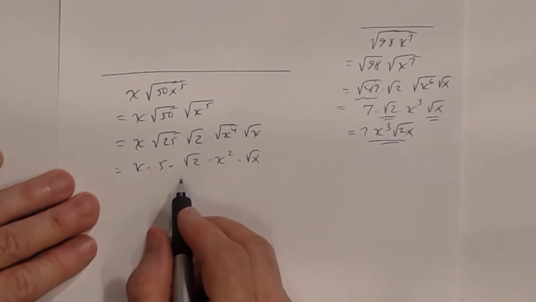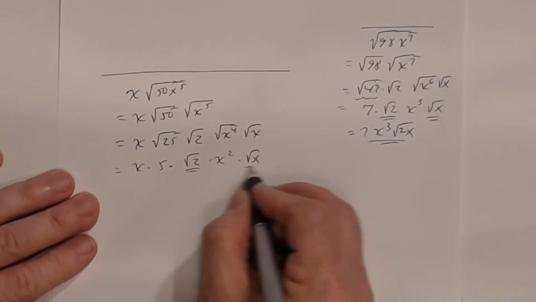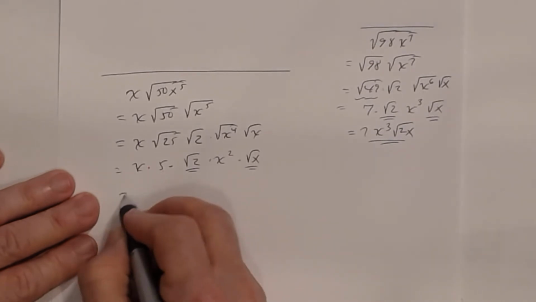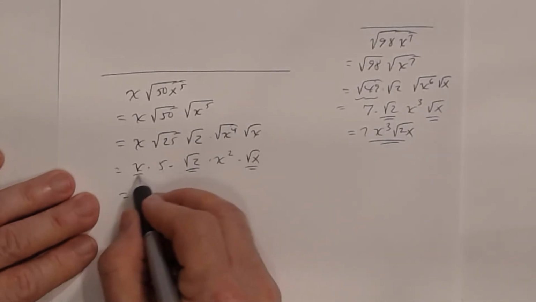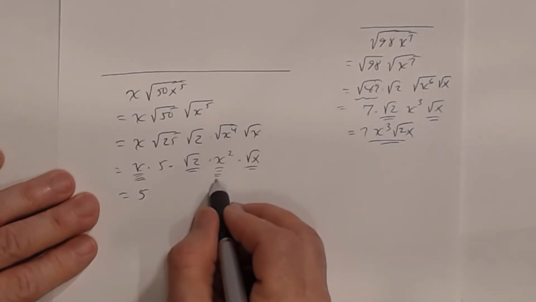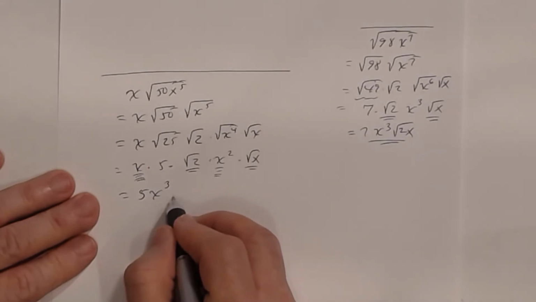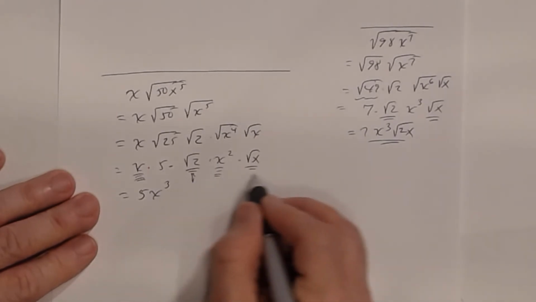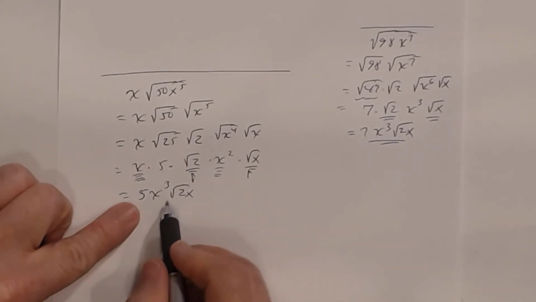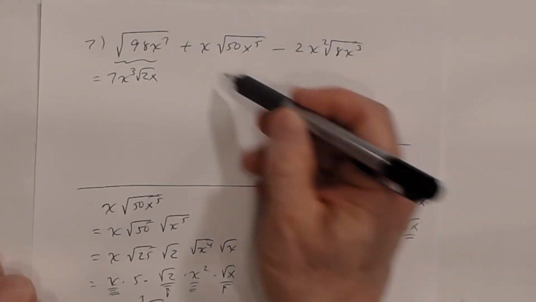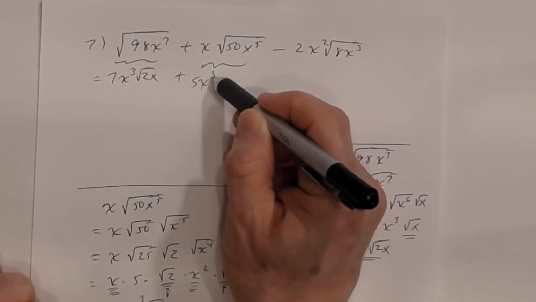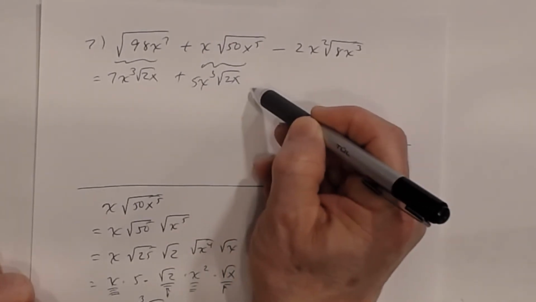Rewriting this in a better way, the square root of 2 times the square root of x, you can write as one radical, and I'm going to put everything else in front. So I put 5 first, then x times x squared. See this x times x squared? X times x squared is x cubed. That was important. And then the square root of 2 times the square root of x is the square root of 2x. So that goes here, and this is 5x cubed square root of 2x.